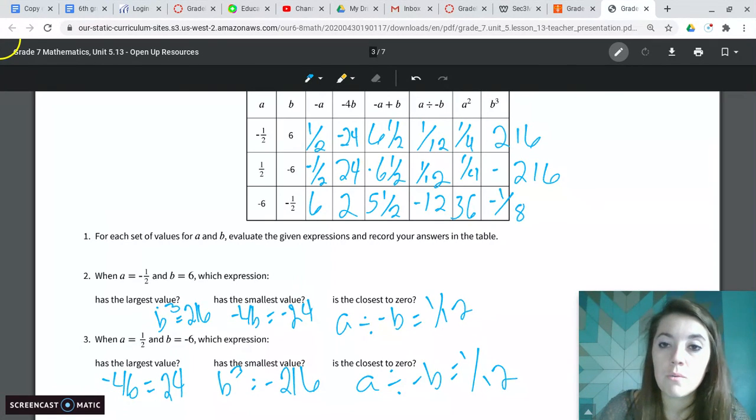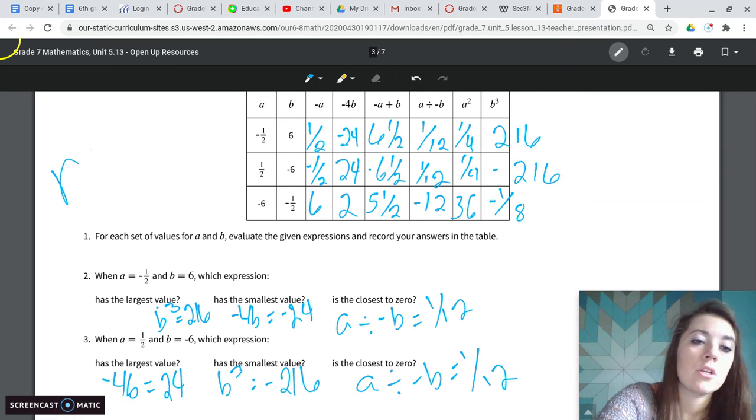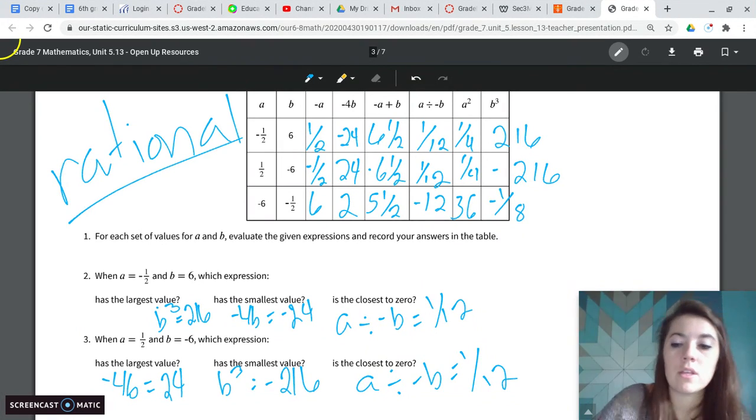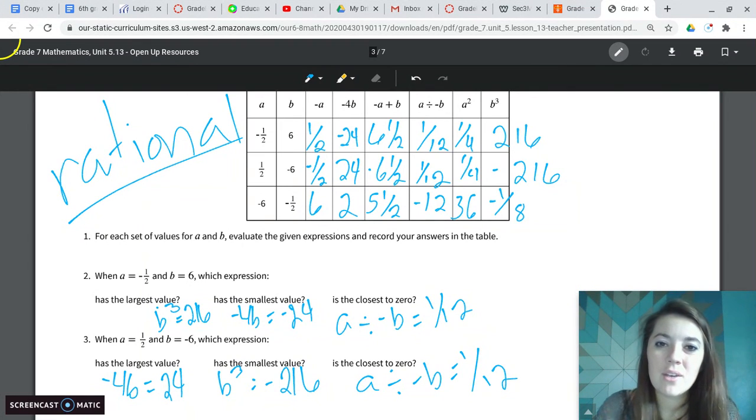So rational is your keyword for this lesson. Rational is your keyword for this lesson.